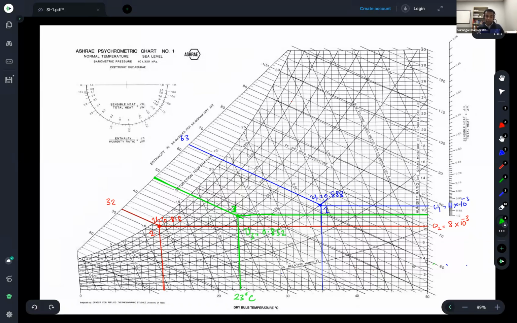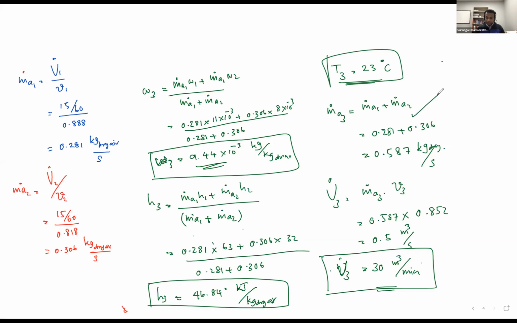And from those two values, the dry bulb temperature can be found, and then you can find the mass flow rate by adding m dot a1 and m dot a2, and then you can find the total mass flow rate. Then you have V3 found from the psychrometric chart. This is from the chart. This is also from the chart. And then you can find V dot 3. Okay. This is multiplied by 60, you get per minute.